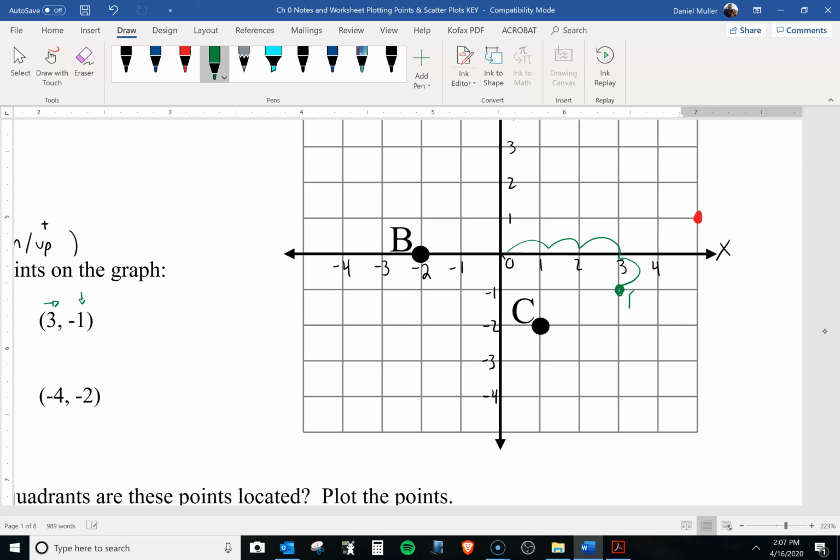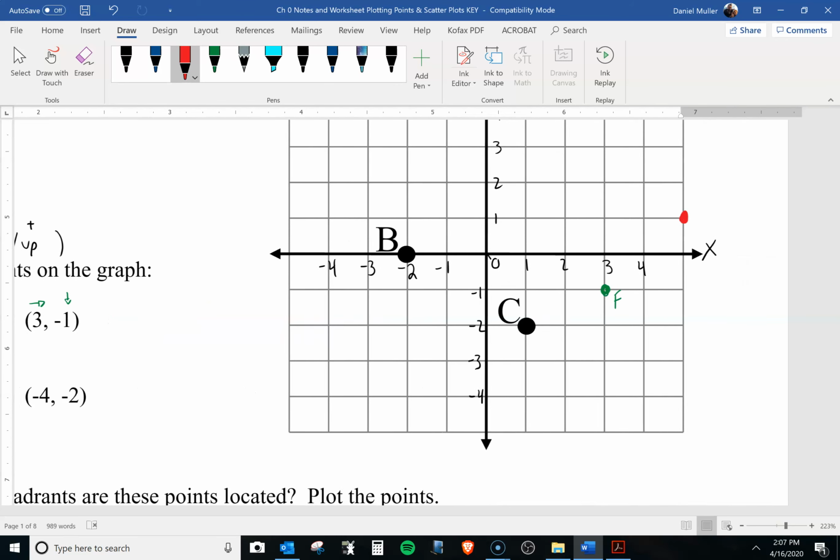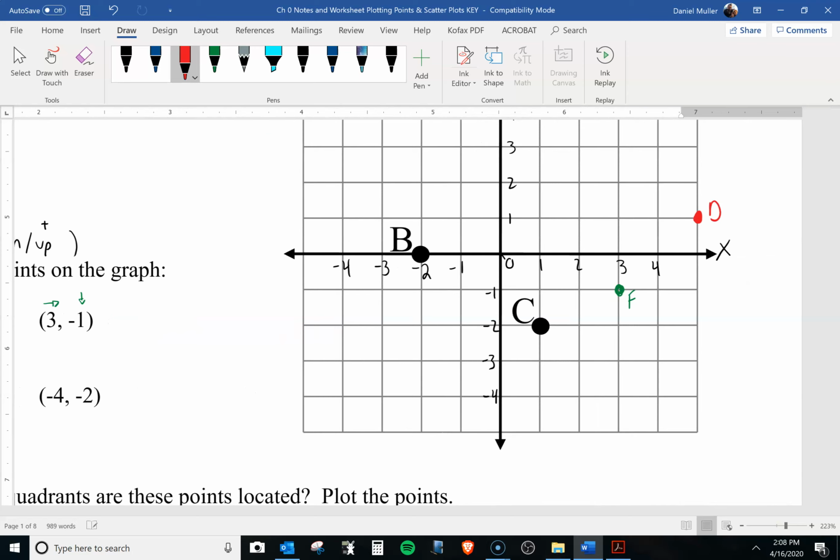I forgot to label it. I'm going to label it an F. I did not label my other one. I think that was D. Yeah. So I'll label that as D.